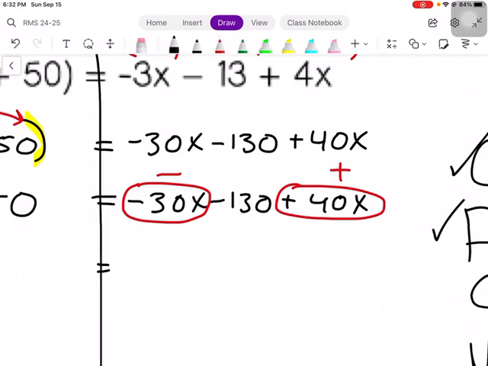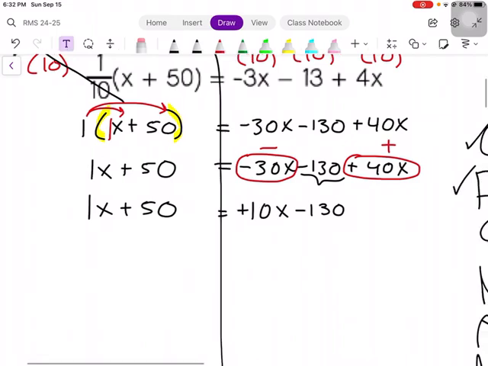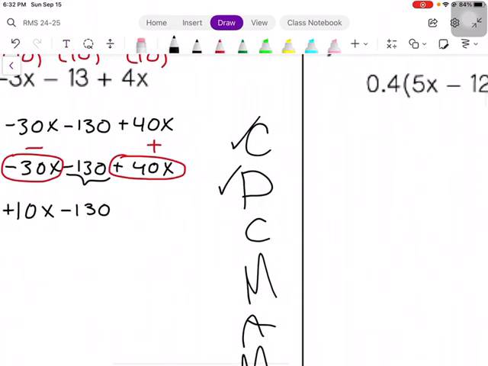40 minus 30 is 10. Don't forget the x. And then since 40 is bigger and it's positive, I'm going to keep it positive. Then I'm just going to bring down my other negative 130 that I didn't do anything with yet. And I'm going to bring down everything on the left.